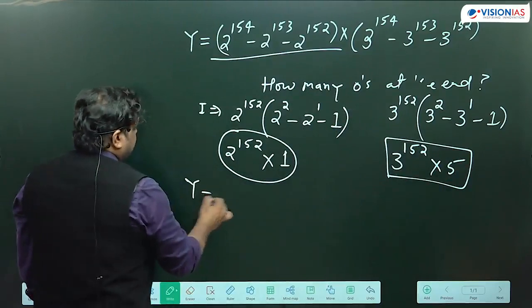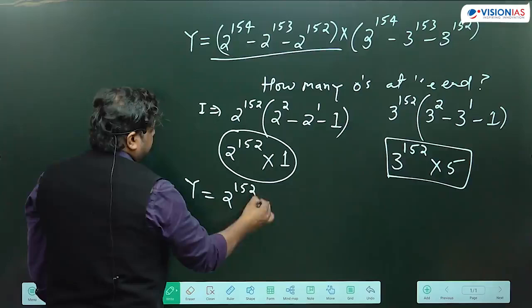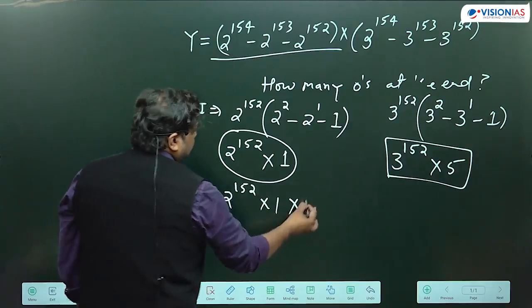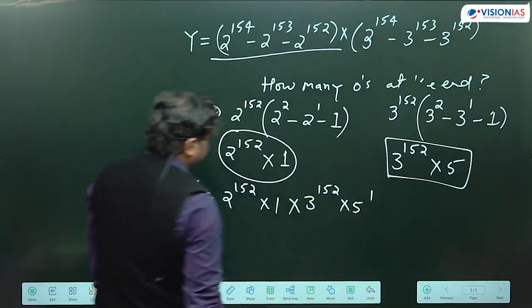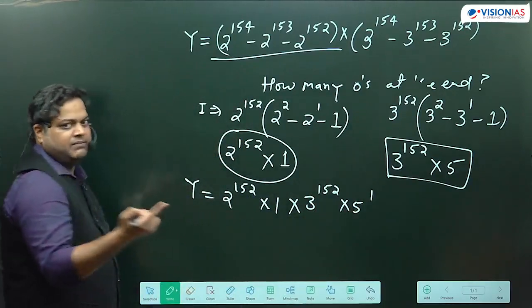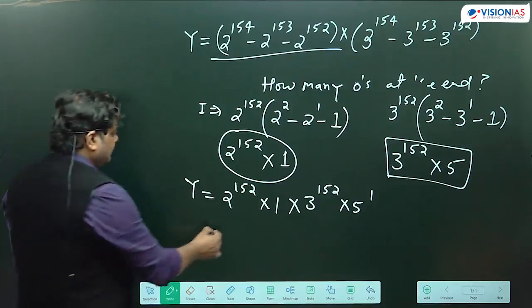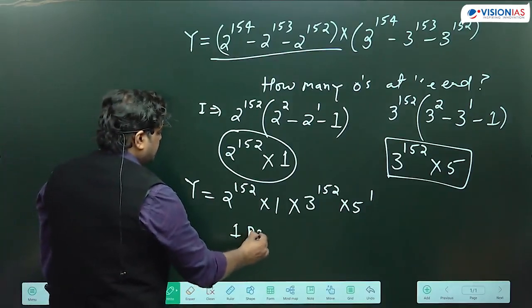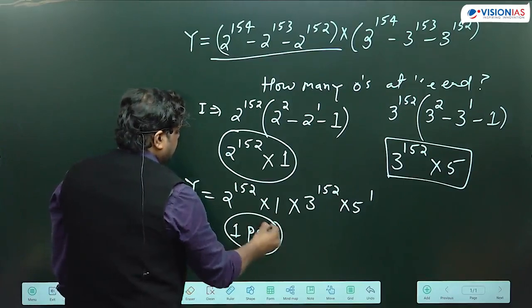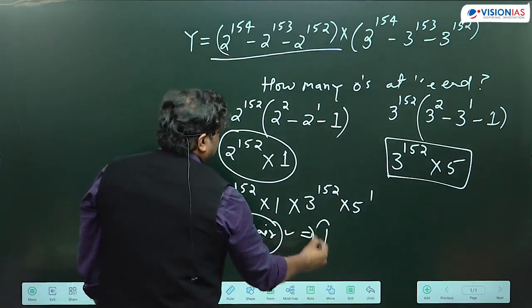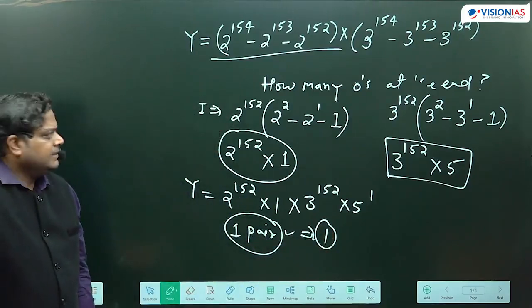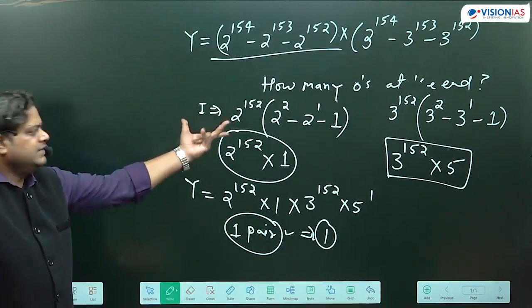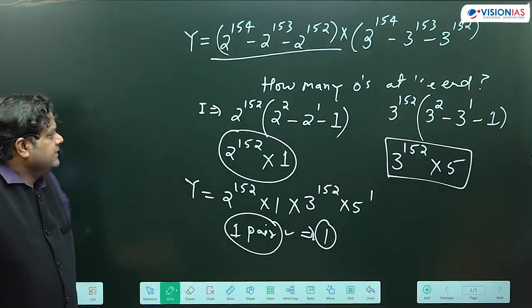And y is equal to first term into second term, that is 2 power 152 into 1 into 3 power 152 into 5 power 1. How many pairs can we make of 5 and 2? 1 pair. That means 1 zero at the end. Right? This is the shorter way we can say. Now how can we make it any shorter than this?